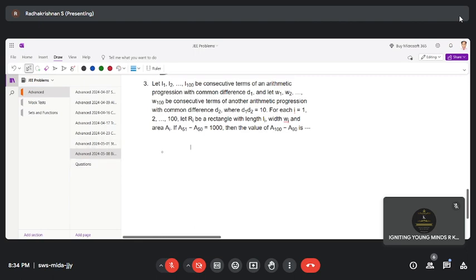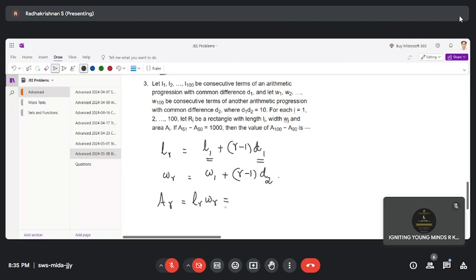Let's see. So what is LR? Correct? LR is L1 plus R minus 1 into D1, because first sequence has got first term as L1 and common difference as D1. And what about the second series? Same way. Right? So, and what is therefore AR? Simply length into breadth, yeah, area.